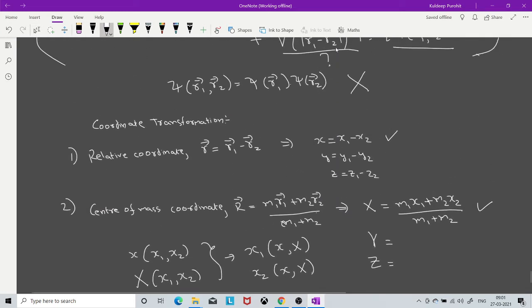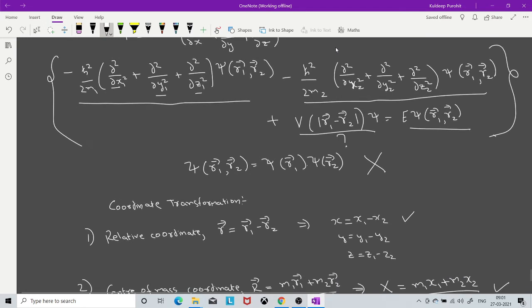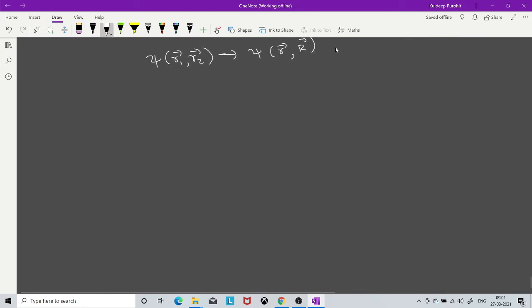So this is done. But now I have to write these differentials also in terms of small x and capital X. They are right now in terms of the old coordinates. So if I want to calculate del square psi by del x1 square, then how will I do it, in terms of small x and capital X? So first of all, let me find the value of del psi by del x1.